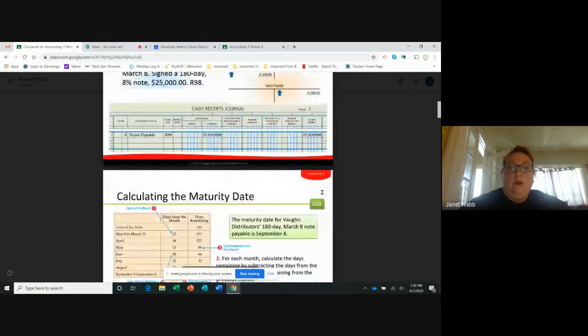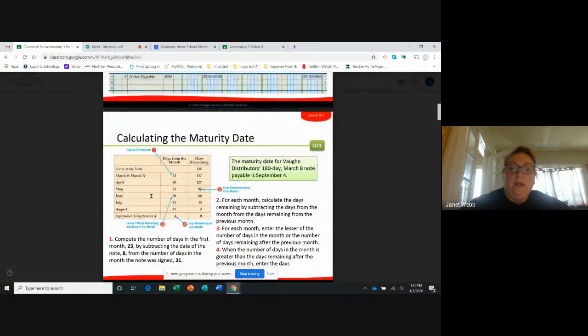Now, calculating the maturity date, you guys have to remember, do the knuckles thing for the shortcut and count how many days. So remember that you do include March 8th. So that's why it's 23 days on that first month. Because you have 8, 9, 10, 11, 12, 13, 14, 15, 16, 17, 18, 19, 20, 21, 22, and 23. So it'll give you 23 days.